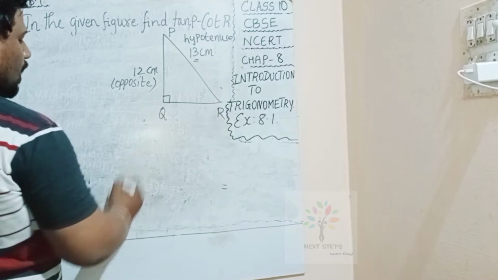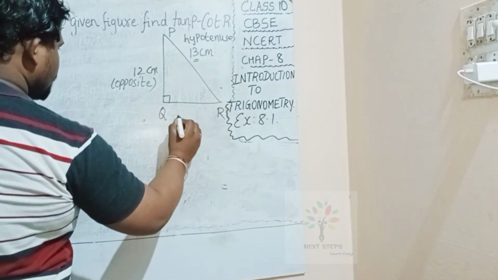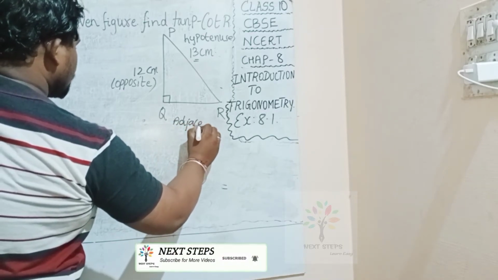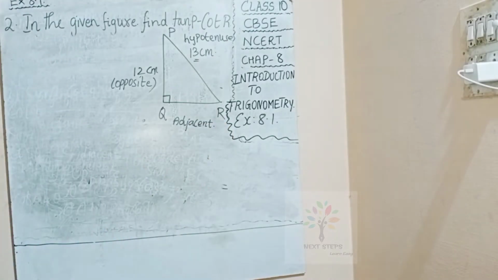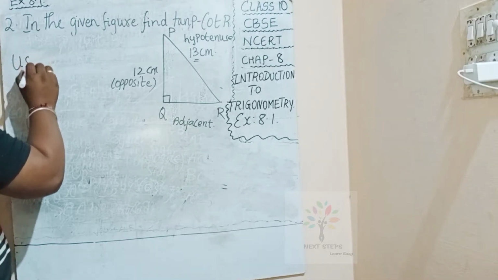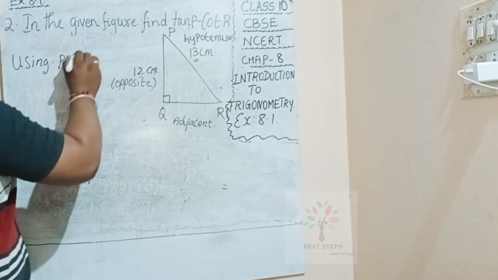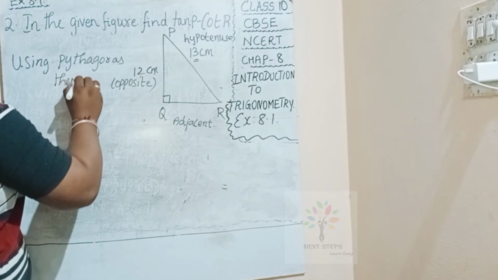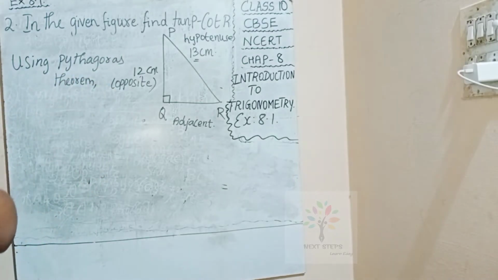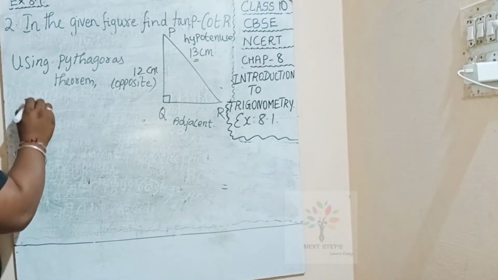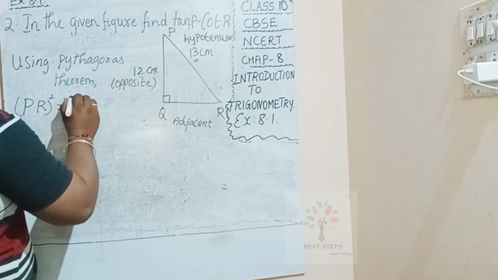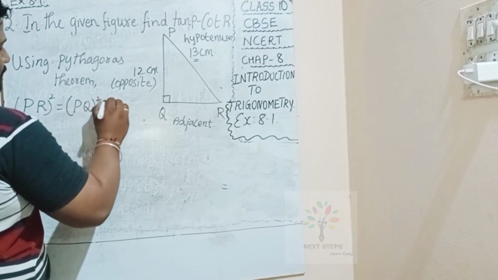Now what is QR? QR is none other than the adjacent side. So here the QR value is unknown. To find the unknown, we have to use the Pythagoras theorem. I am going to use the Pythagoras theorem. So I can simply write hypotenuse square, PR square, is equal to the sum of the squares of the adjacent side plus the opposite side.